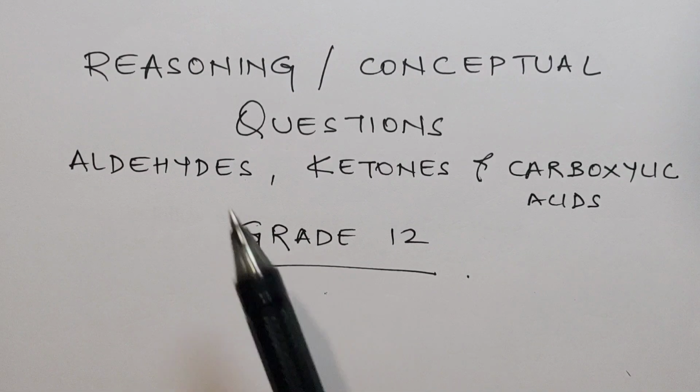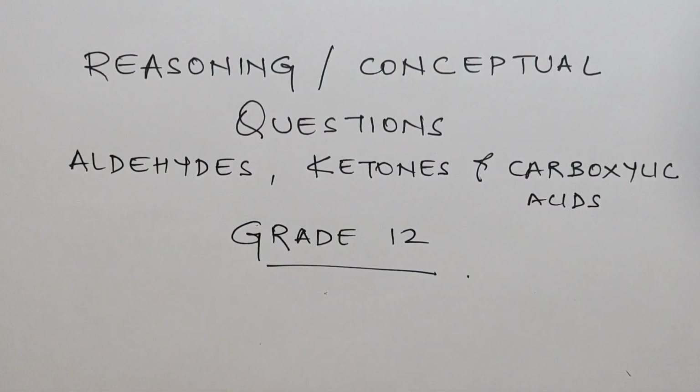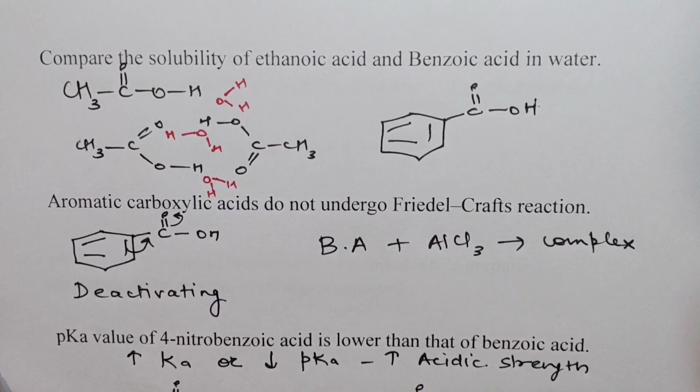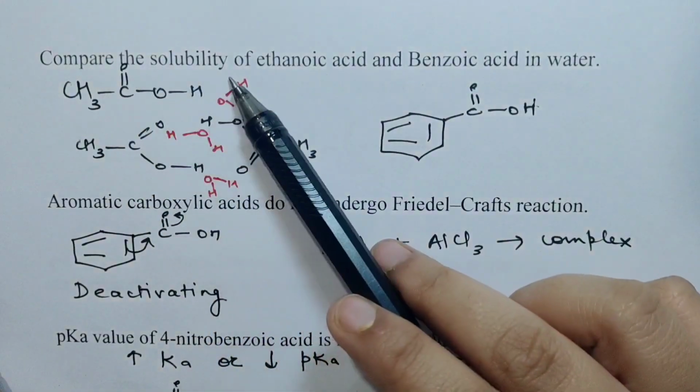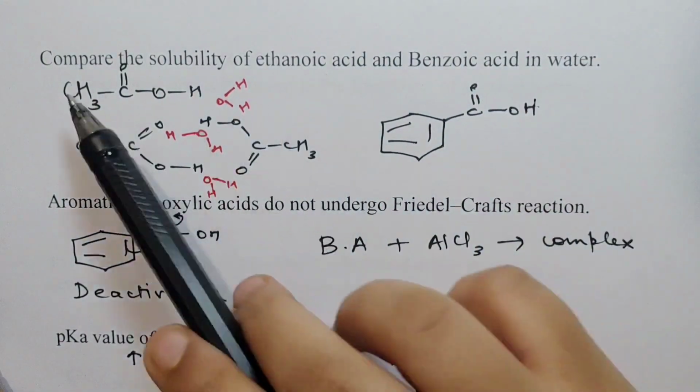Today we will be talking about reasoning and conceptual questions from the chapter Aldehyde Ketones and Carboxylic Acids. So let's get started. The first question is: compare the solubility of ethanoic acid and benzoic acid in water. So this is your ethanoic acid.